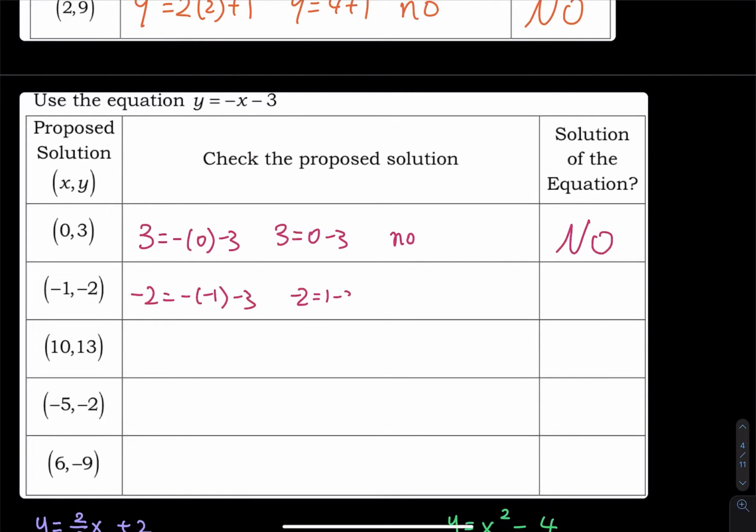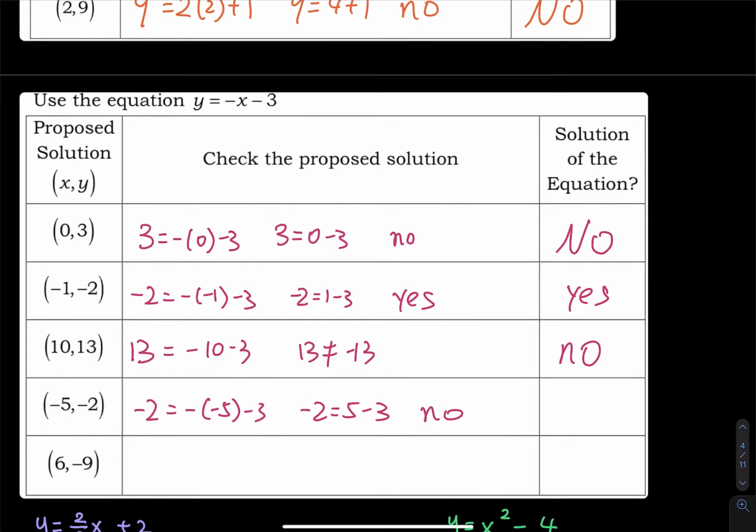13 equals negative 10 minus 3. Nope, 13 is not equal to negative 13, so this is not a solution then. And then when y is equal to negative 2, negative 5 minus 3, negative 2 equals 5 minus 3. Nope, that is not true, so this is not a solution. Y equals negative 9, negative 6 minus 3, so we have negative 9 equals negative 9, that is true, then the given ordered pair is a solution.